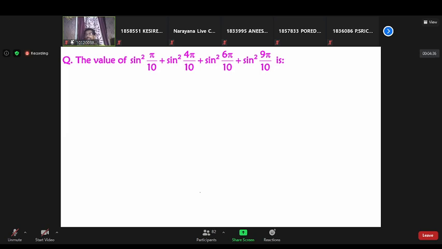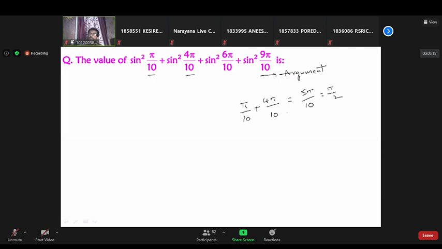To solve this type of problem, first observe the argument. Argument means the angle. First observe the arguments. Here the arguments are pi by 10 and 4 pi by 10. By adding these two, pi by 10 plus 4 pi by 10 is equal to 5 pi by 10, that is pi by 2.